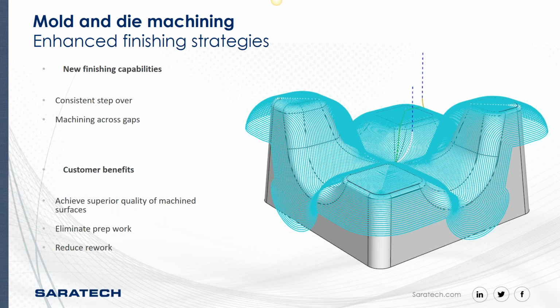We also have different options for machining across gaps. So now we don't have to patch them or trim them or create stage modeling to remove them. We have different parameters that will allow us to cut across gaps. The benefits: you can achieve a superior quality of machined surfaces, eliminate the prep work, and reduce the rework time that it takes for some of these strategies. When you have the rough surface finish, now you can reduce that rework and only have to do it 1 time.